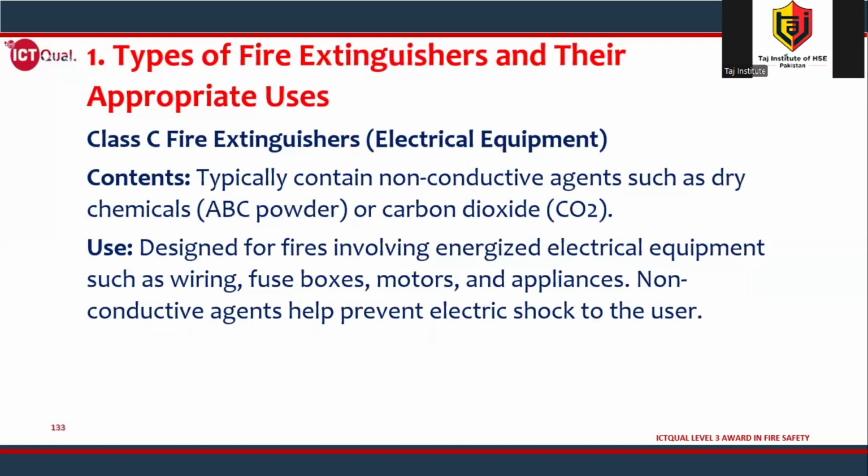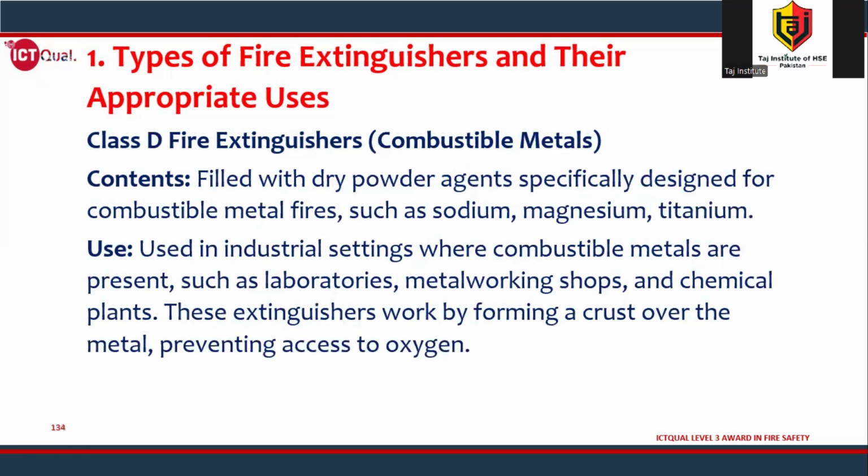Class C fire extinguishers typically contain non-conductive agents such as dry chemicals, ABC powder, or carbon dioxide CO2. Designed for fires involving energized electric equipment such as wiring, fuse boxes, motors, and appliances.